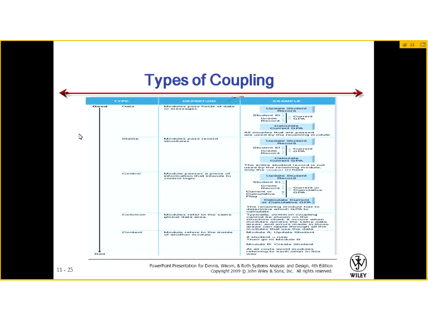If the modules pass a record structure, then it is stamp coupling. If a module passes a piece of information that intends to control the logic of another, then it is control coupling. If modules refer to the same global data area, this is common coupling because they are sharing some data. If a module refers to the inside of another module, this is called content coupling.